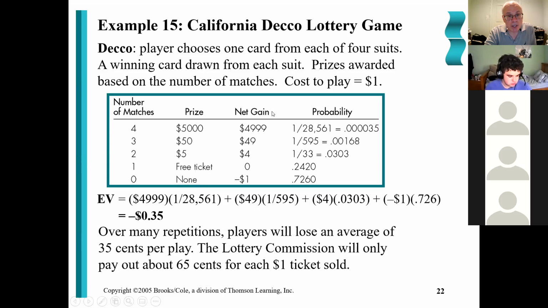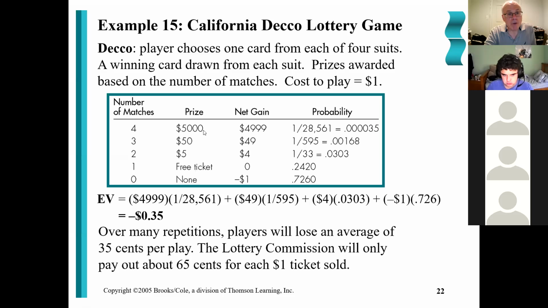Now, what is the net gain? Well, you paid $1 to enter the game. So if you are the participant, you paid $1, you have to subtract $1 from your winnings, don't you? Now, the only thing is with the free ticket, you're not charged $1. You're basically given another ticket, and you don't have to pay $1.